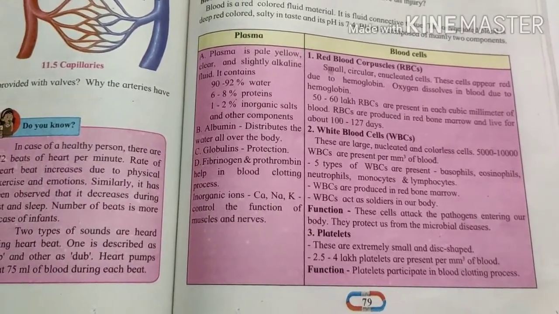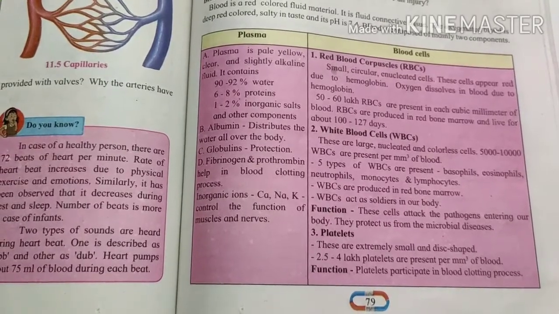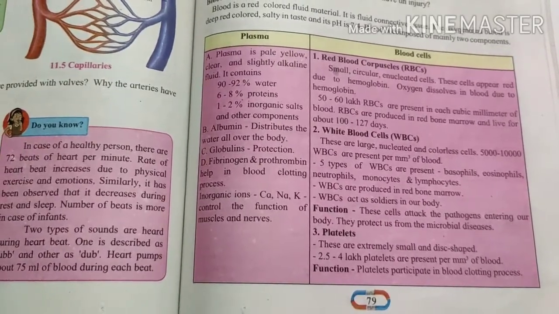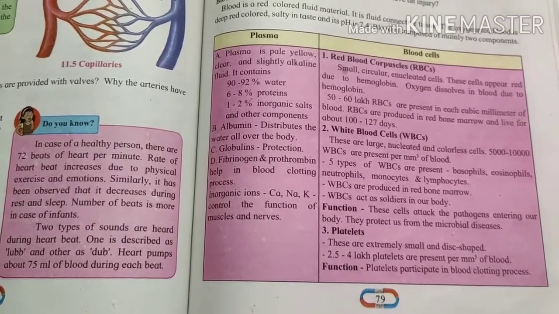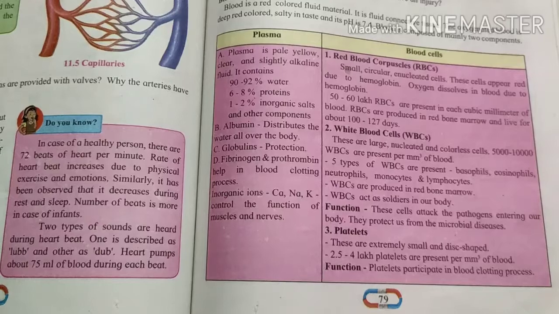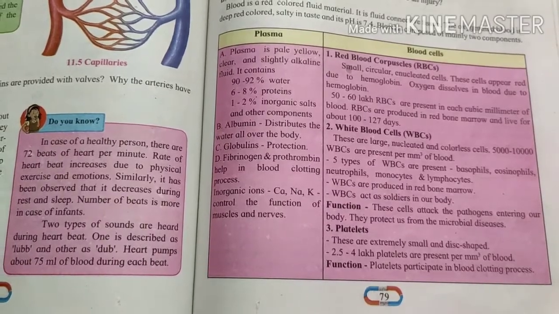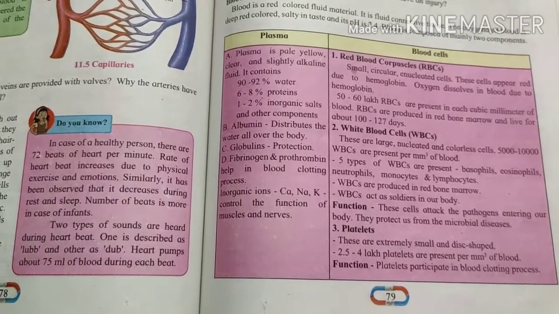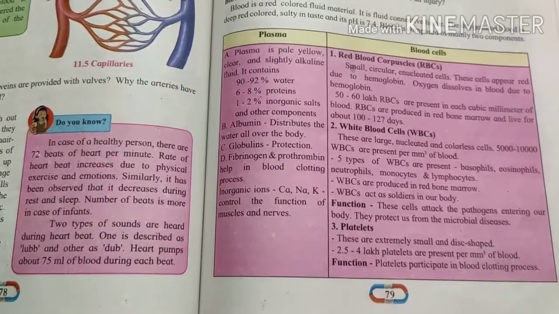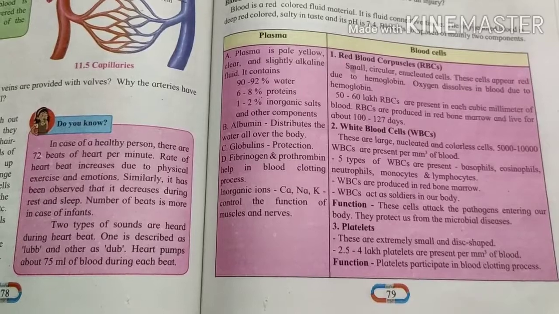Blood is fluid connective tissue, which means tissues are groups of cells. So here RBCs, WBCs, different cells are present in the blood, and all these together form a tissue. Fluid means it can flow. So blood is fluid connective tissue in our body.